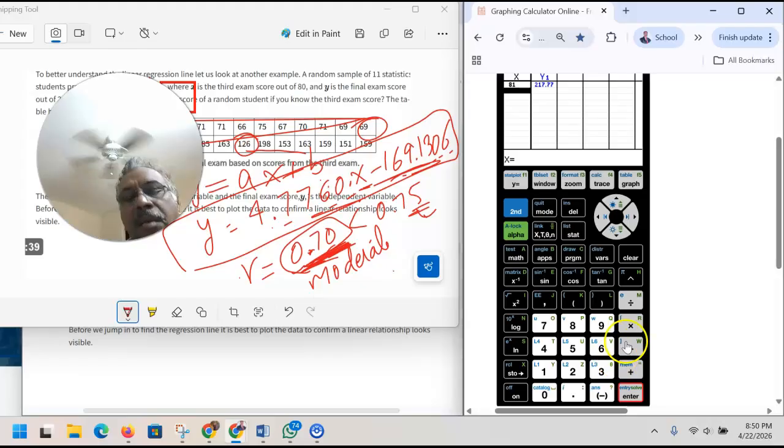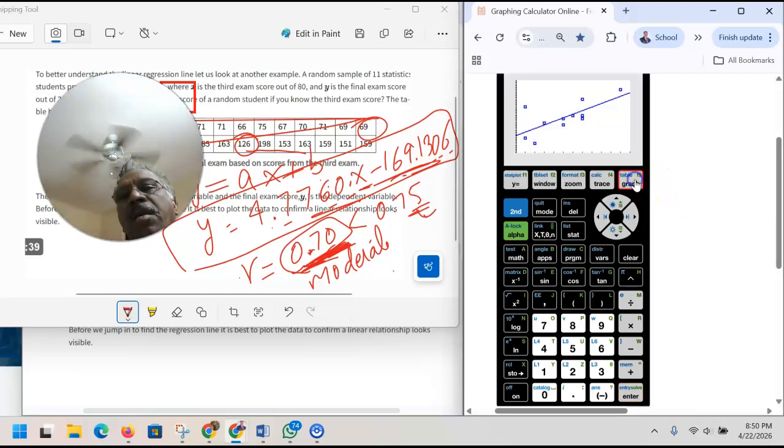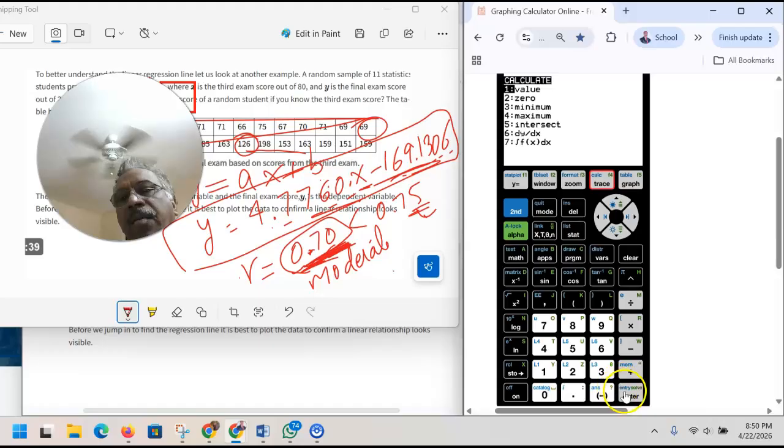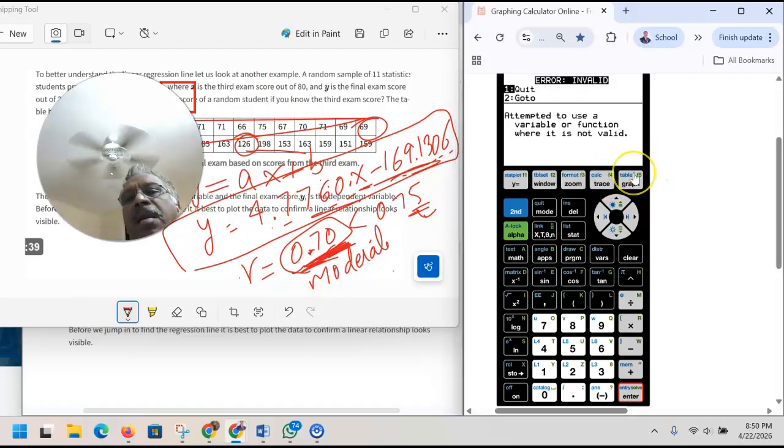So you get the answer. Put 85, enter, and you get a value. But these are outside extrapolation because these are not the actual numbers. So when you graph here and do second calc and find a value and put 85, it won't give you an answer, it will give you an error, because it is outside the range. I hope that also helps you know the meaning of table set and table.